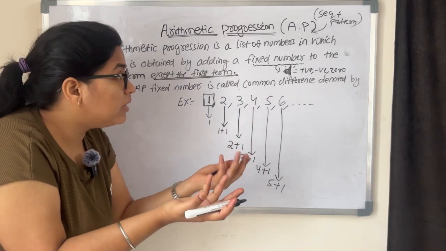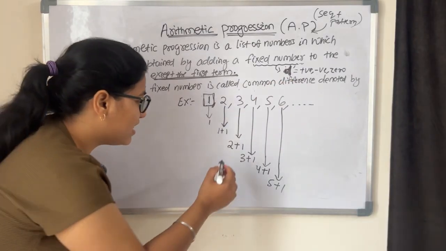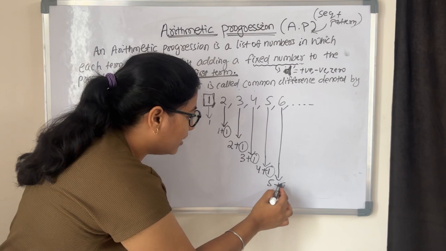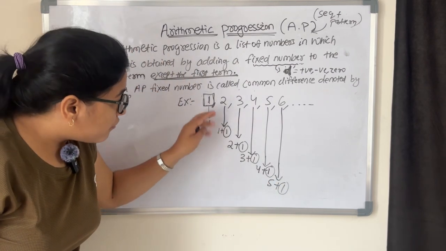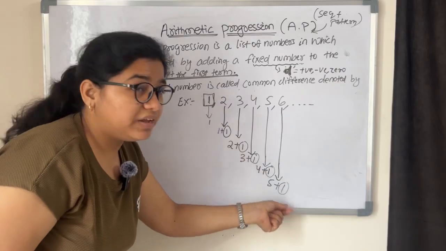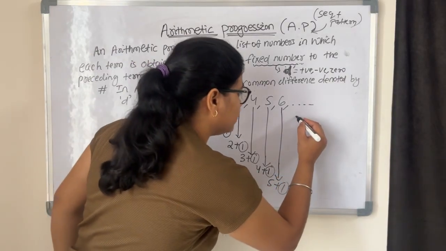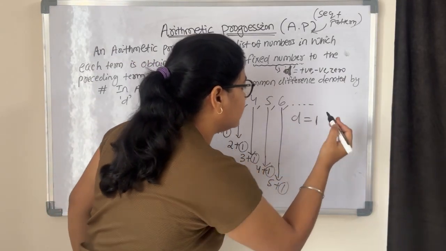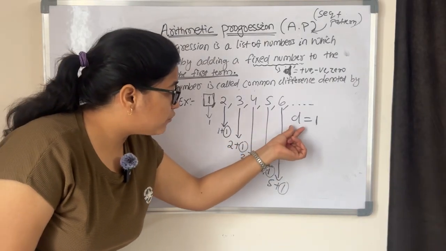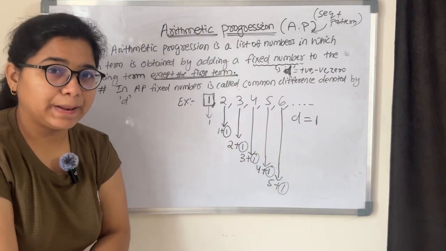So what is the common difference D in this case? It will be 1, 1, 1, 1. See, for each term we are getting the same common difference D. It means D is equal to 1 in this case. Are you there? D equal to 1 in this case.